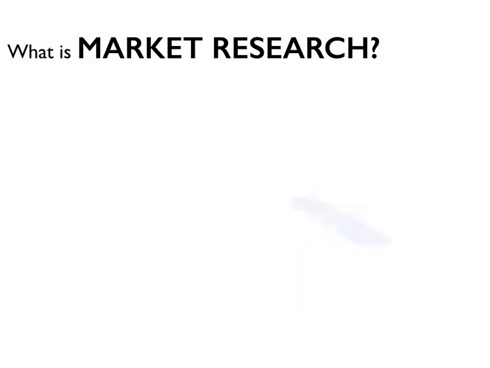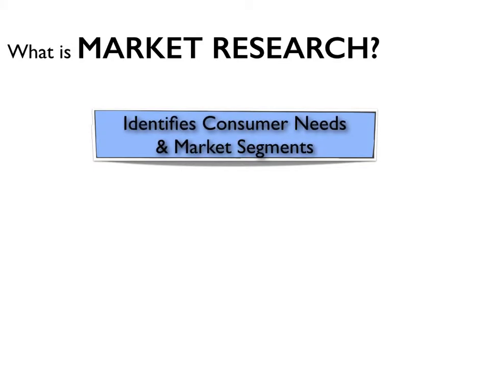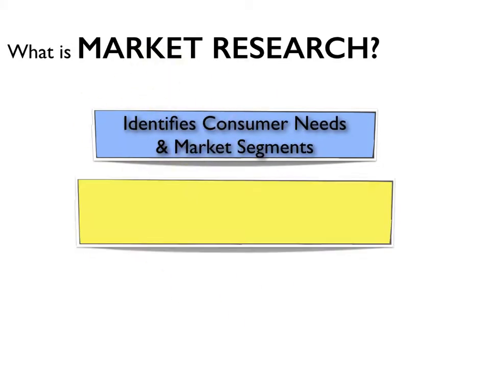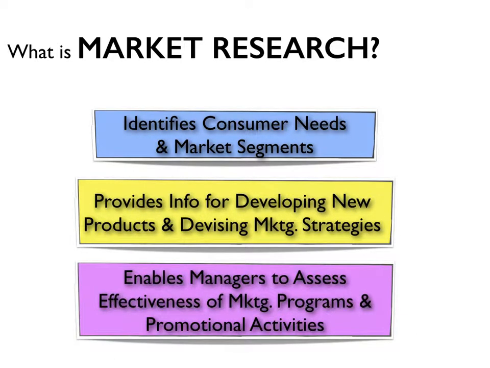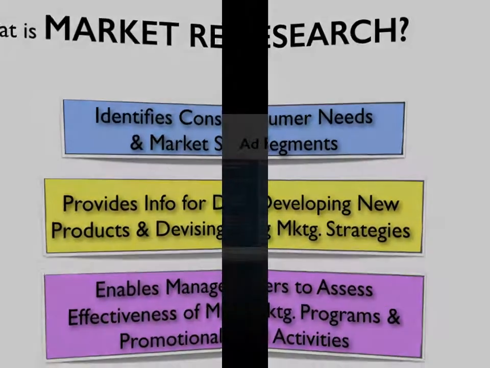So what is market research? It's identifying consumer needs in the market segment. And this week we're going to be doing a situation analysis. You're going to be researching through the library database and on the website and using this really fun site called Trends. It's a Google product, Google Trends. And there'll be some samples for you to look at. The market research provides information for developing new products, deciding market strategies, and enables managers to assess the effectiveness of the program. Without research, you can't do much.